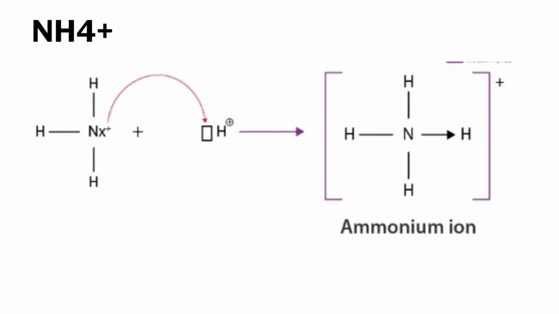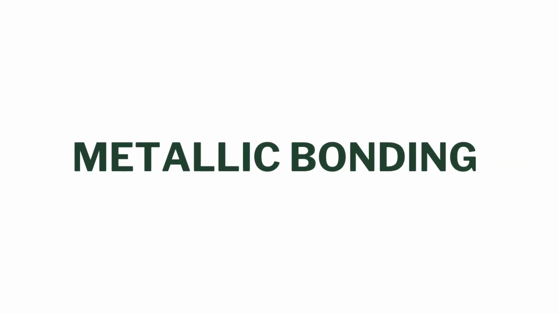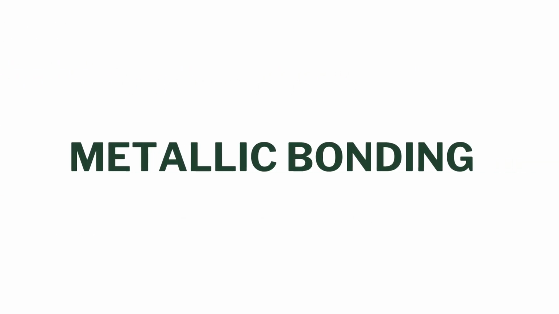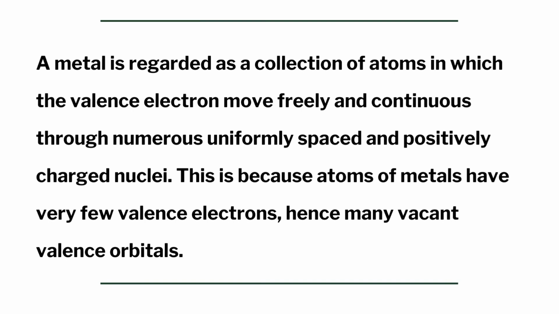Alright, let's go to the last part, which is metallic bonding. Now, we are all familiar with metal. We are all used to seeing metal in our day-to-day activities, of course. So a metal is regarded as a collection of atoms in which the valence electrons move freely and continuously through numerous uniformly spaced and positively charged nuclei. This is because atoms of metals have very few valence electrons, hence many vacant valence orbitals.